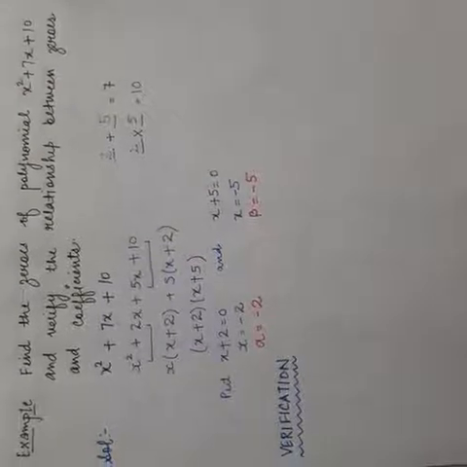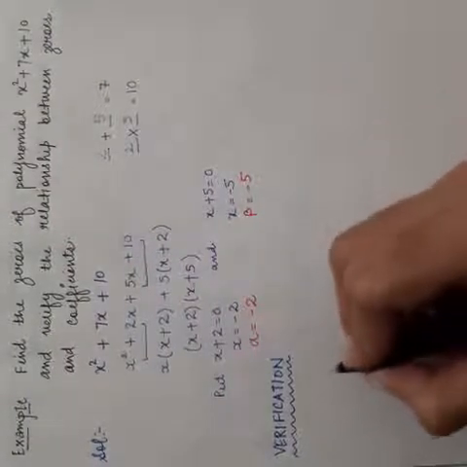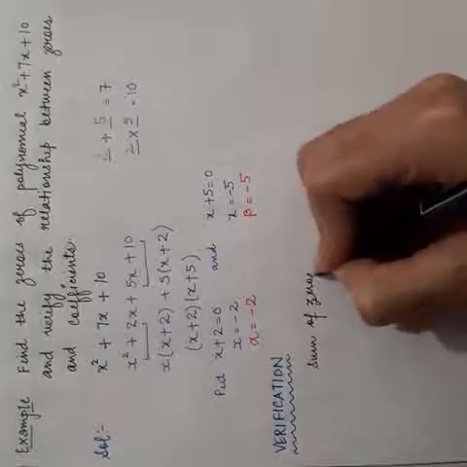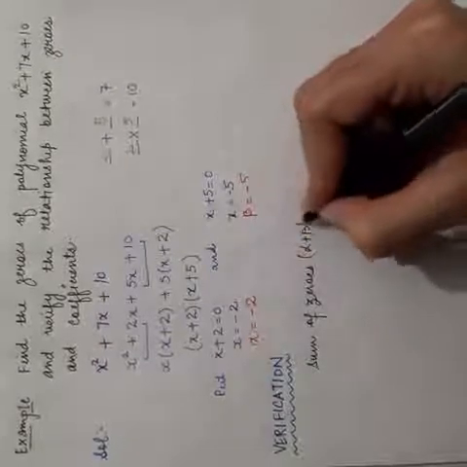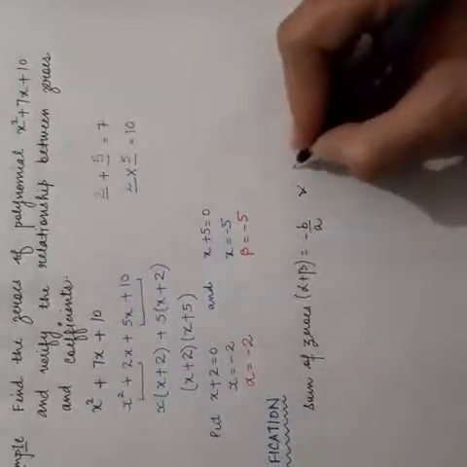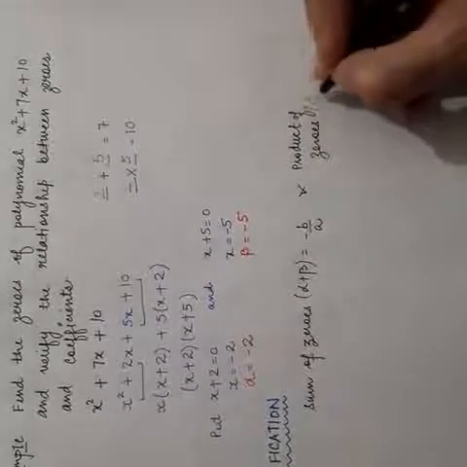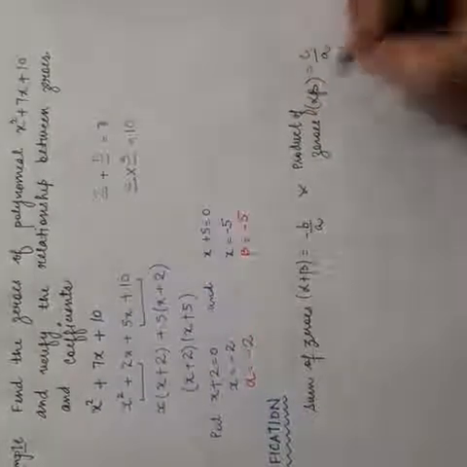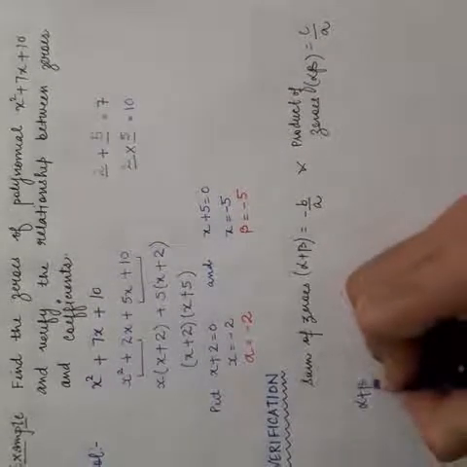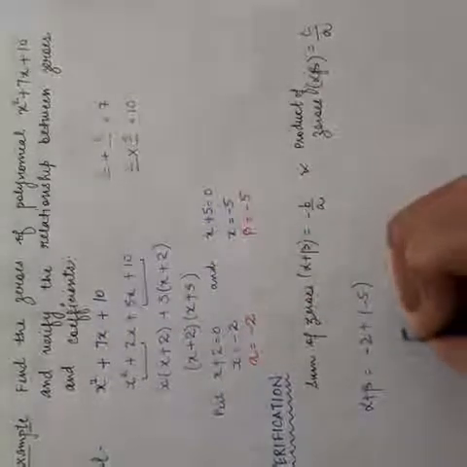Now we are going to do the verification of this relationship. As I told you earlier, in order to verify the relationship between zeros and coefficients, we know that sum of zeros, which is alpha plus beta, equals to minus b over a, and the product of zeros should be equal to c over a. We need to show these two things. How we'll show these two things? First of all, you find alpha plus beta. Both the values are there with you. Just use these values. You get minus 7.